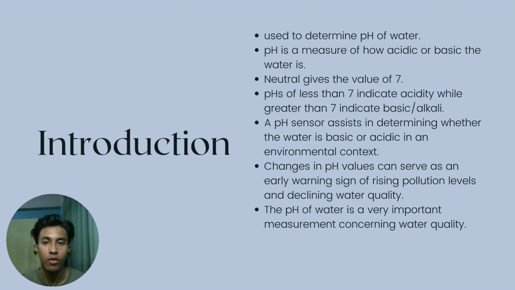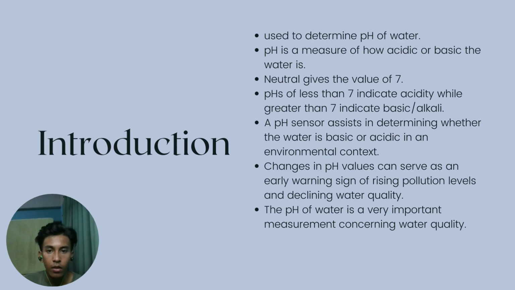So I will give a brief explanation of our introduction for our project, the pH water sensor. Basically, the pH water sensor will be used to determine the pH of the water. pH is a measure of how acidic or basic the water is, ranging from 0 to 14. Neutral gives us the value of 7, and a pH of less than 7 indicates acidity, while a pH of greater than 7 indicates basic or alkaline.